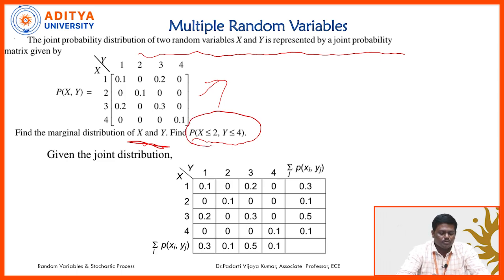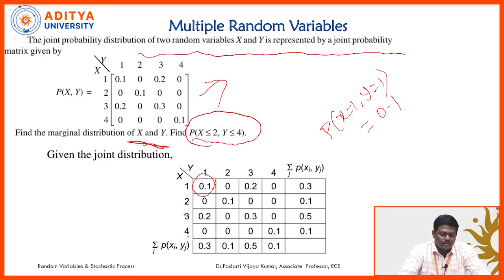The joint distribution is given for different values 1, 2, 3, 4. For example, this represents P(x = 1, y = 1), which is equal to 0.1. Like this, all the different data values are given to us. Using this data, we will compute the marginal distribution function of x and the marginal distribution function of y.